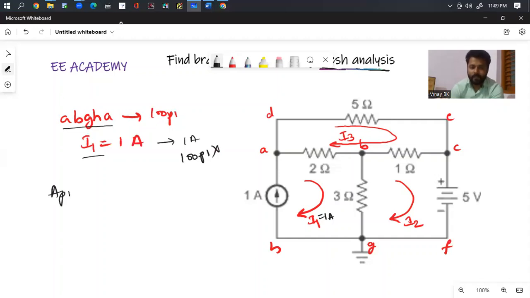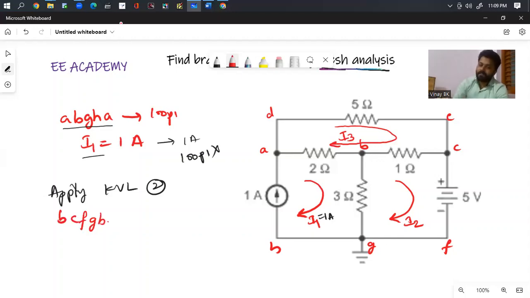Apply KVL to loop 2. Apply KVL to loop 2. So what is loop 2 here? Loop 2 is nothing but B, C, F, G, B, clockwise direction along with the current I2. So the steps I told in the last video: first give names, then give loop direction along with the current, then mark the polarities based on the direction of the loop.